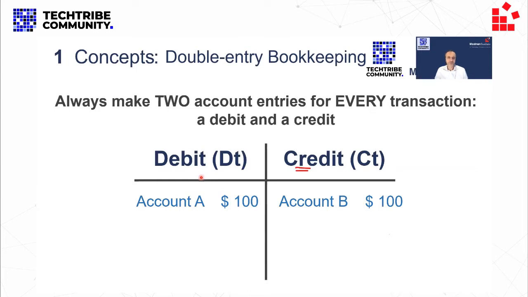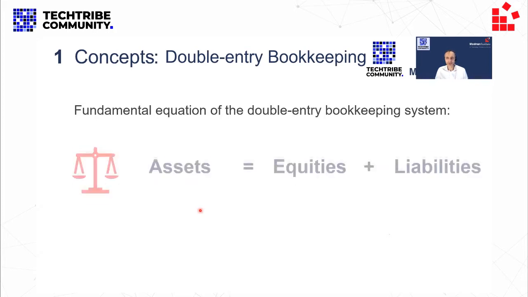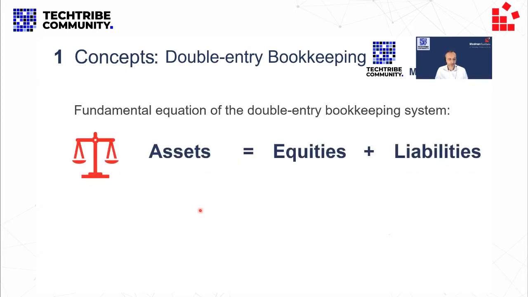And the idea is that for every single transaction, you always make an entry into two accounts. So that leads us to what's called the fundamental equation of the double entry bookkeeping system, which if you've done accounting in school or at university or at college, you might be familiar with already. And that is that assets must always be equal to equities and liabilities. And we'll have a look just now what these mean.